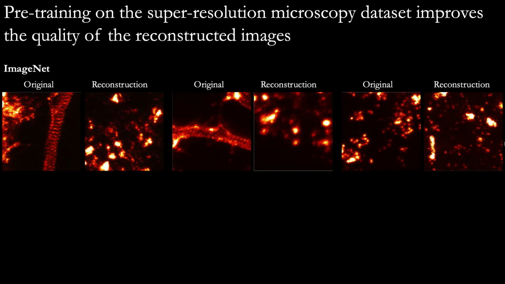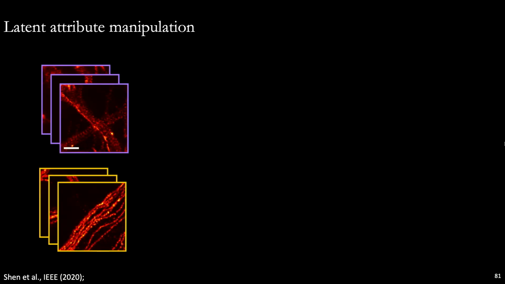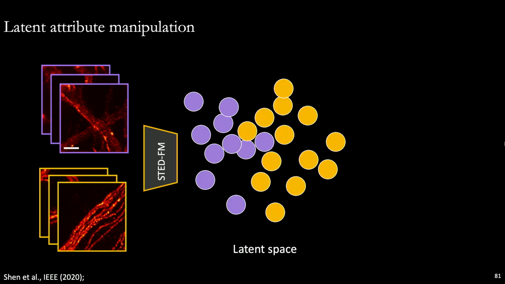However, if we use the same self-supervised training model that was pre-trained on STED images, the model is much better at capturing the semantics, and we have generated images that are much closer to what we are interested in. We can use that, for example, to do latent attribute manipulation. We want to manipulate the generated images to make them look more like F-actin, or, for example, more like tubulin.